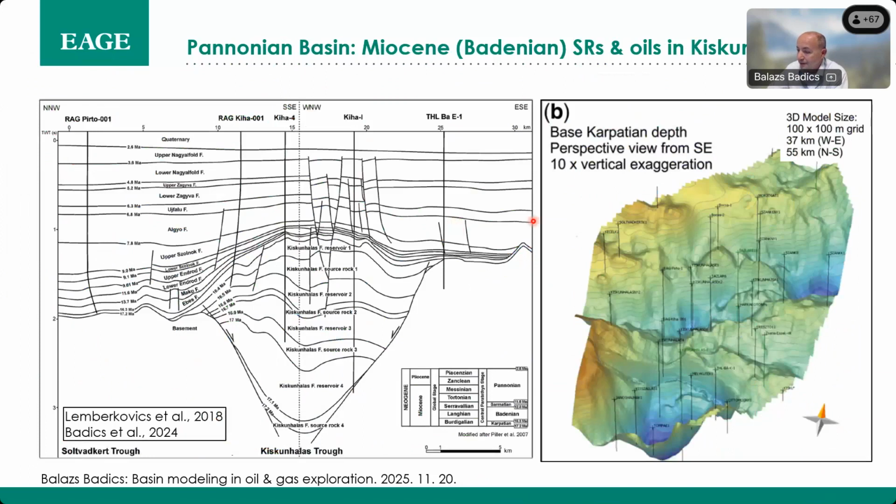I just show quickly this last one from the middle Miocene, an inverted strike-slip graben. We published it with Viktor Lemberkovich and others. And here, the basin model was much smaller, but higher resolution. And then you see the input, very many different horizons in the middle and upper Miocene.